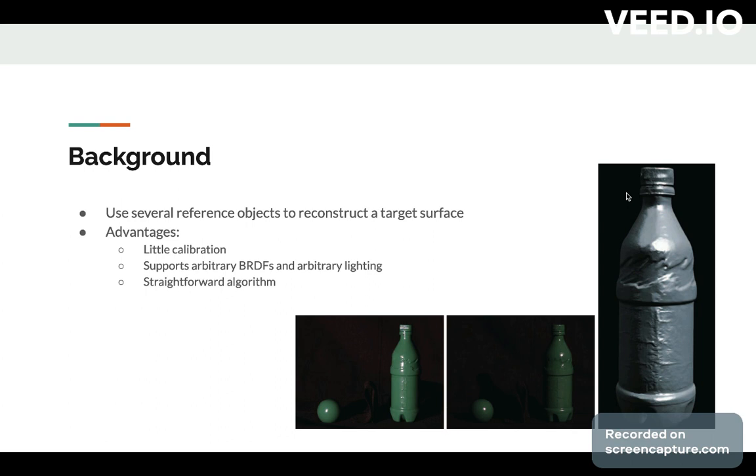The key advantages to this method are there's very little calibration involved. It can support any sort of BRDF, so long as the reference and target objects have a similar BRDF. And we can also do this for any sort of lighting, such as point lights or also area lights, which not all photometric stereo approaches allow for. Furthermore, this algorithm is pretty straightforward and easy to understand.